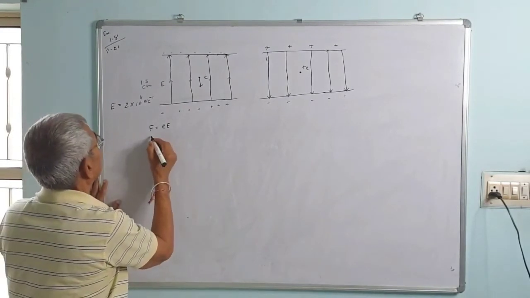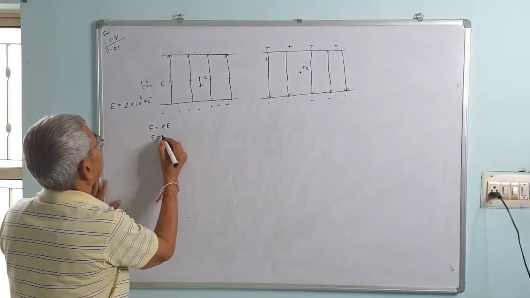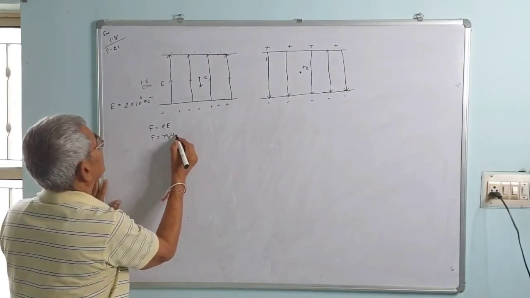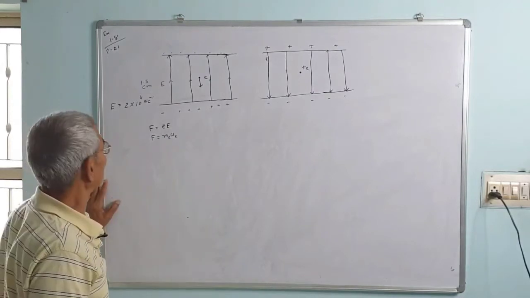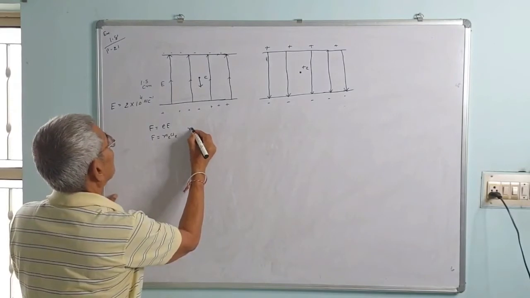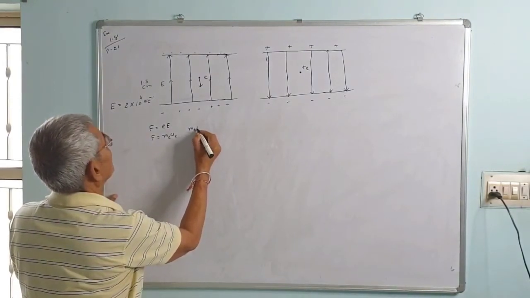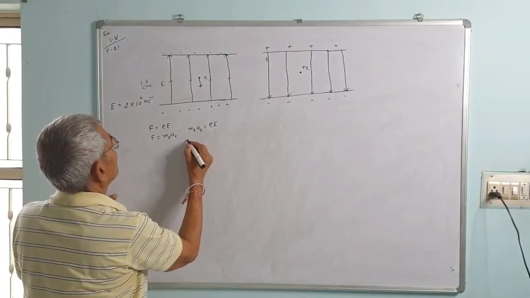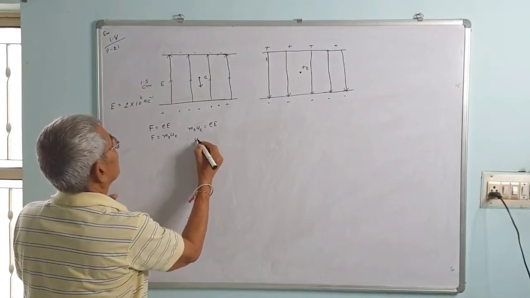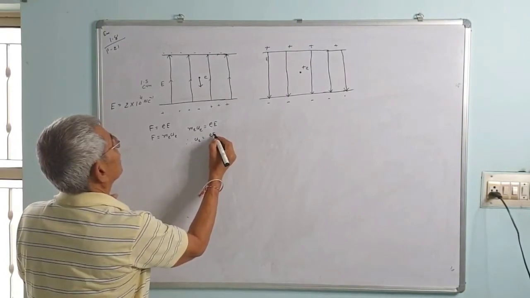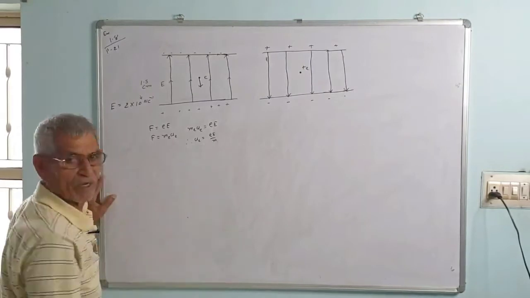So the force is given by the mass of the electron, m_e, times the acceleration of the electron, a_e. Correct? Comparing these two, m_e a_e is equal to eE. Therefore, the acceleration is equal to eE upon m_e, force upon mass.